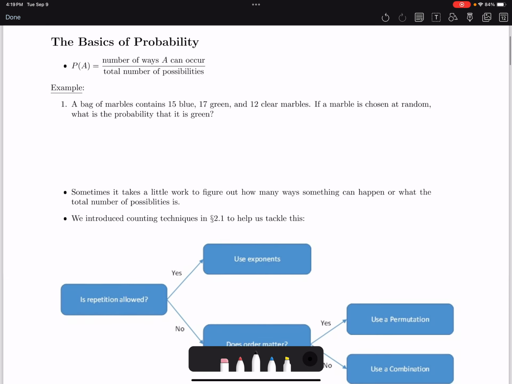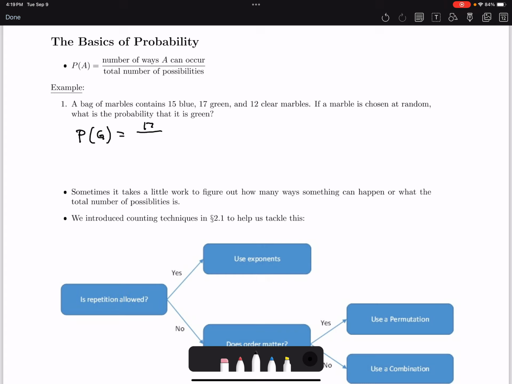So the basic notion of probability is that the probability that A occurs is the number of ways that A can occur divided by the total number of possibilities. For example, a bag of marbles contains 15 blue, 17 green, and 12 clear marbles. If a marble is chosen at random, what's the probability that it's green? Well, the probability that it's green is going to be the number of green marbles in the bag divided by the total number of marbles in the bag.